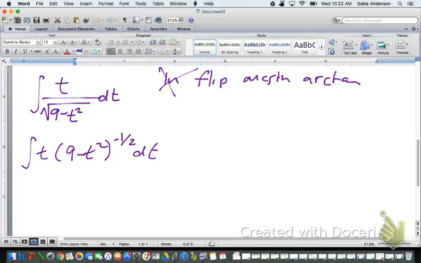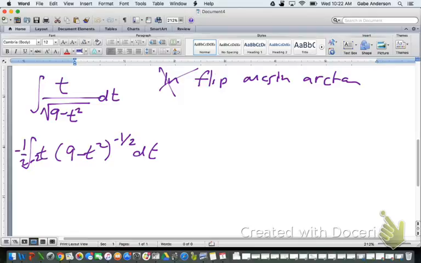Yeah, the inside-outside thing, right? So you say, is the derivative of the inside of the composite the same thing as the other factor? It's not, but it's close enough, isn't it? Because the derivative of the inside is negative 2t. The other factor is just t. We can fix that, can't we? So we just multiply the inside here by negative 2, and we multiply the outside by negative 1/2. So this is a flip up.